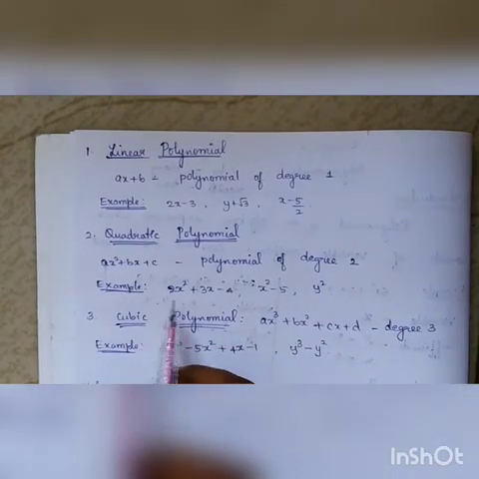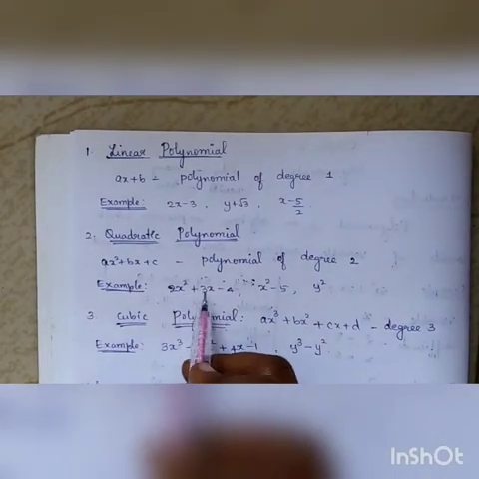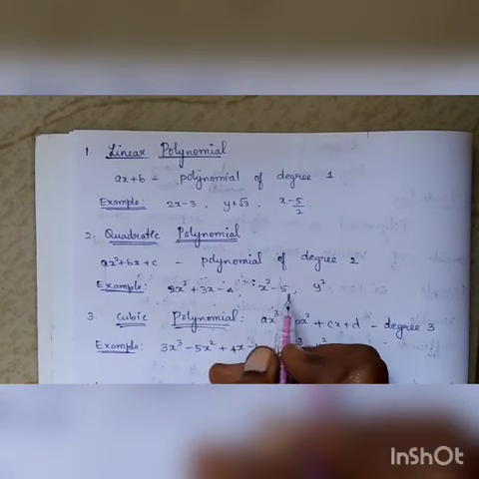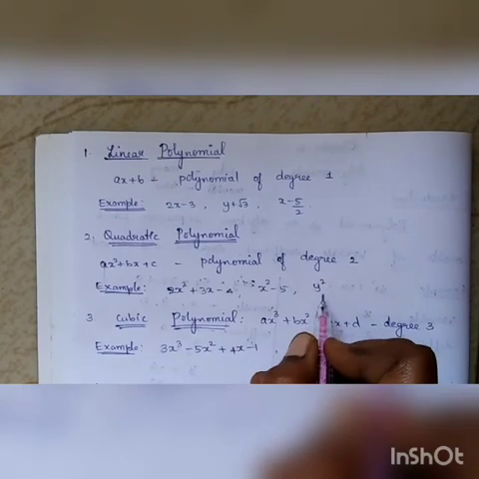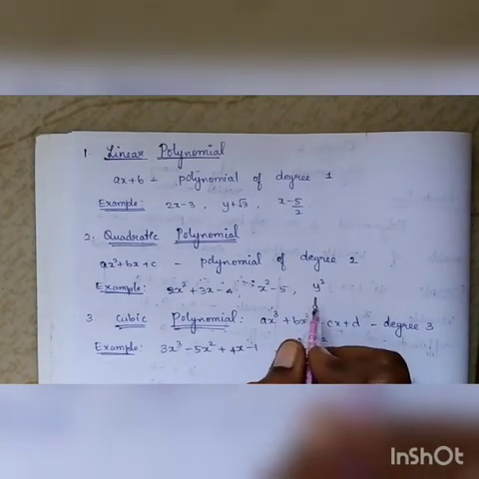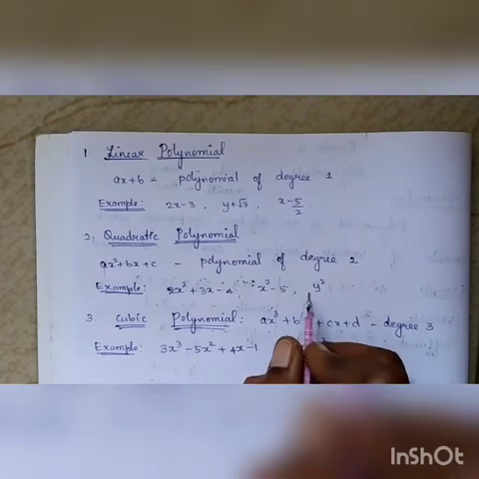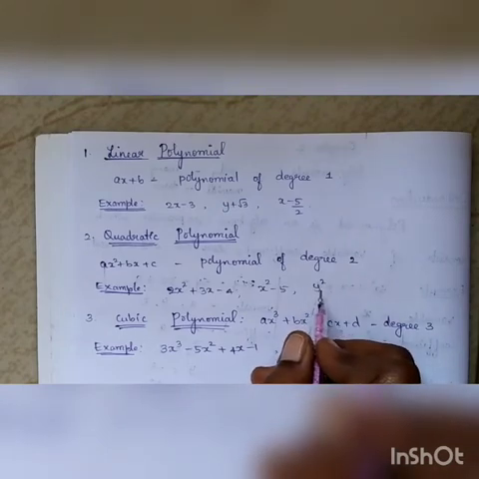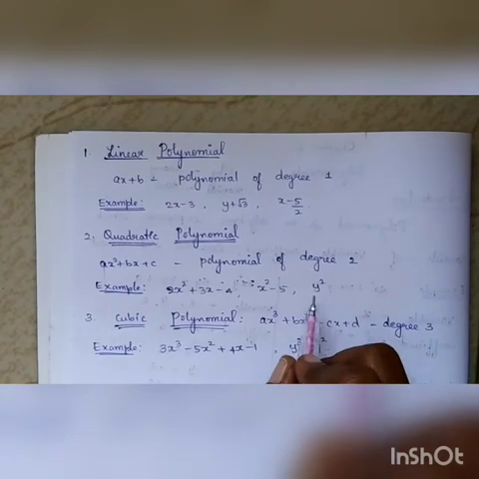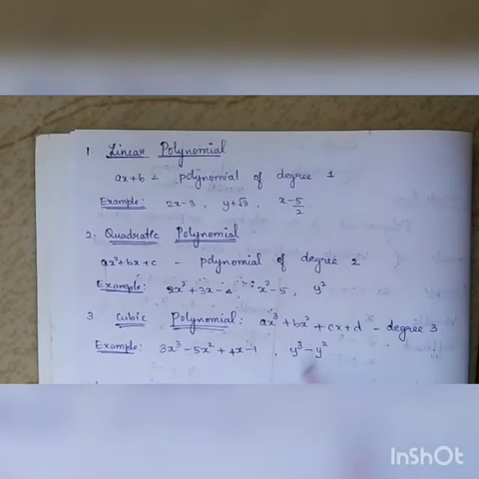Now let us see the examples. 2x square plus 3x minus 4. So here the highest degree is 2. Now x square minus 5y square. Only a single term is there. No problem. This is a monomial. But when considering the degree of this term, it is of power 2. Therefore, it is a quadratic polynomial only.